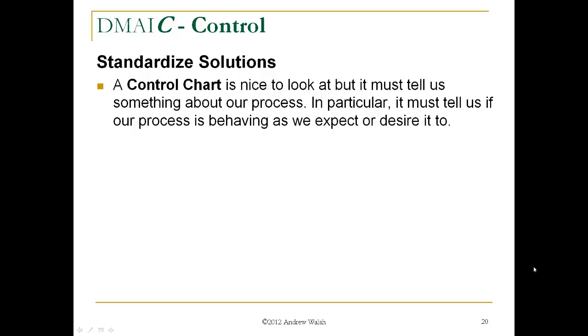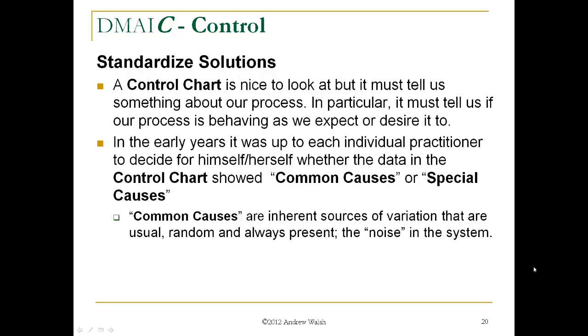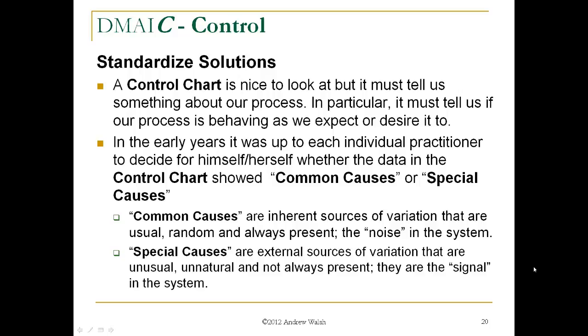Now, a control chart is nice to look at, but it must tell us something about our process. In particular, it must tell us if our process is behaving as we expect it to or desire it to. In the early years, it was really up to each individual practitioner to decide for himself or herself whether the data in the control chart showed common causes or special causes. Now, common causes are inherent sources of variation that are usual, random, and always present, basically the noise in the system, the static in the line. Special causes are external sources of variation that are unusual, unnatural, and not always present. They are what we call the signal in the system.